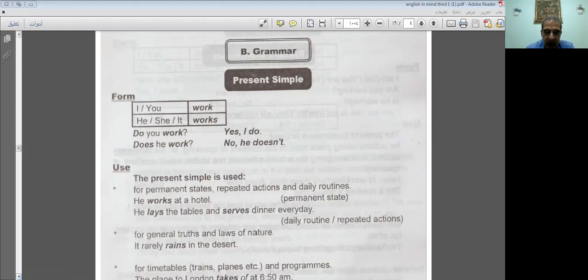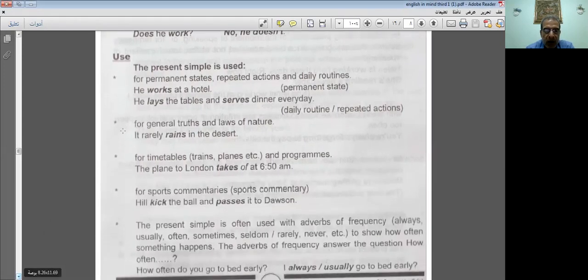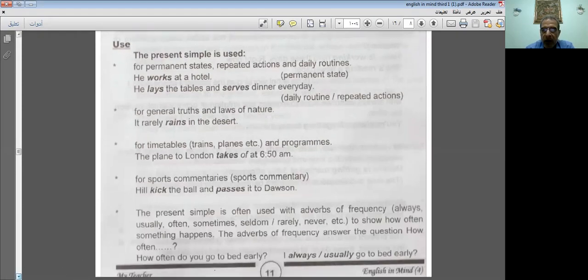We use the present simple, as you know, for permanent states, repeated action, and the daily routine. Here we have: he works at a hotel. This is a permanent state. He lays the tables and serves dinner every day. Daily routine, repeated action. Also, we use the present simple for general truth and laws of nature.